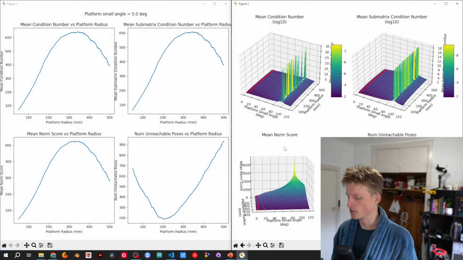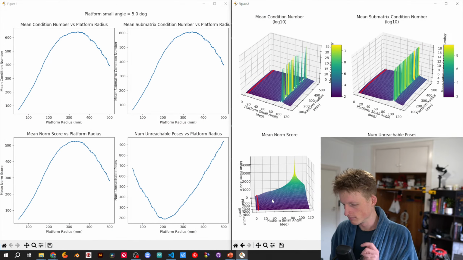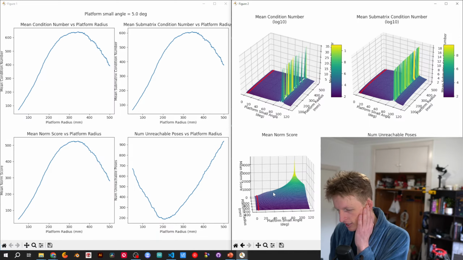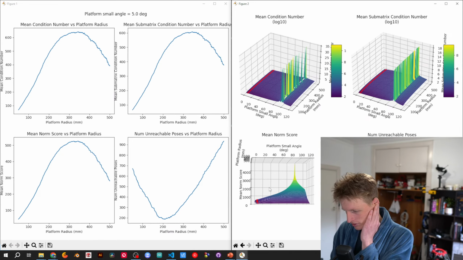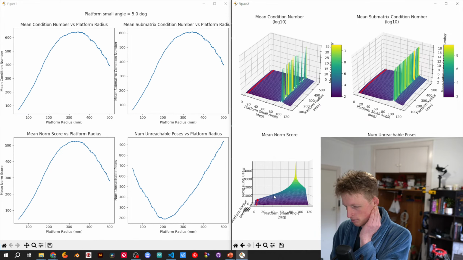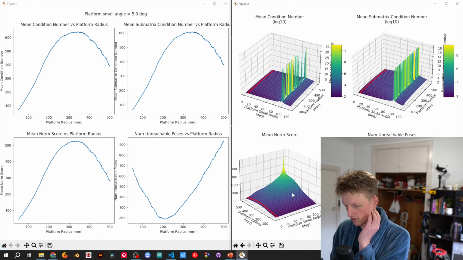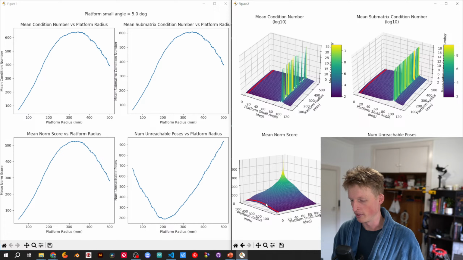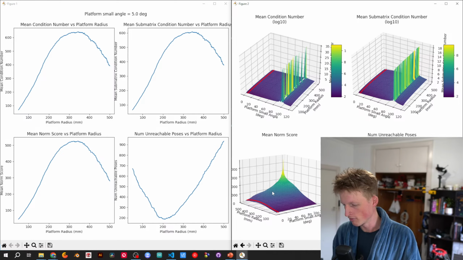We can see we have a much lower... I'm going to go off of norm score. I like the norm score analysis a bit better than the submatrix, or than the condition number. But we can see that the norm score will steadily increase as the platform angle increases. So I think we want the platform angle to be as small as possible, from what I can tell.